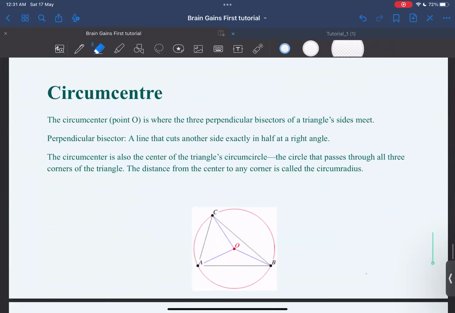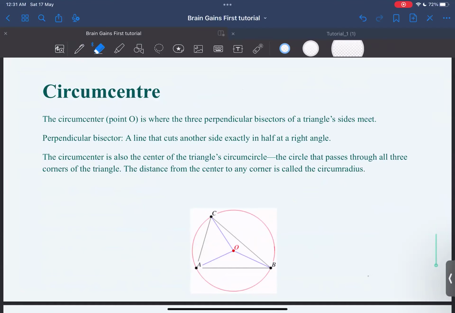Okay, the next type of center I'll talk about is the circumcenter. It's where the three perpendicular bisectors of our triangle sides meet.